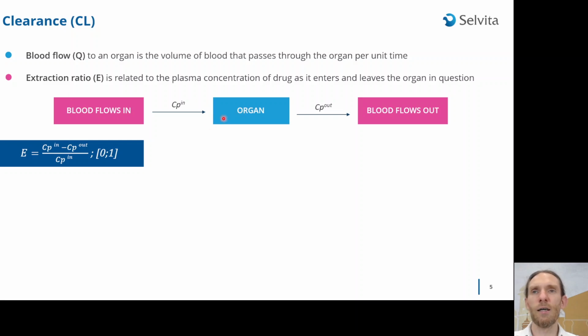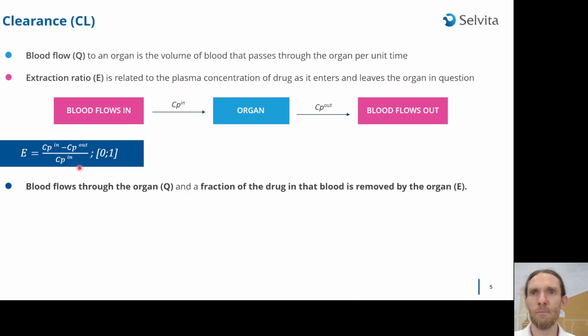We have an organ and the blood flows in. We have the initial concentration of compound in the plasma, and we have the concentration of the drug that goes out of the organ as the blood flows out. So the extraction ratio will be the initial concentration minus the concentration of the drug in the blood that goes out of the organ, divided by the plasma concentration as it enters the organ. By definition, the extraction ratio will be a number between 0 and 1.